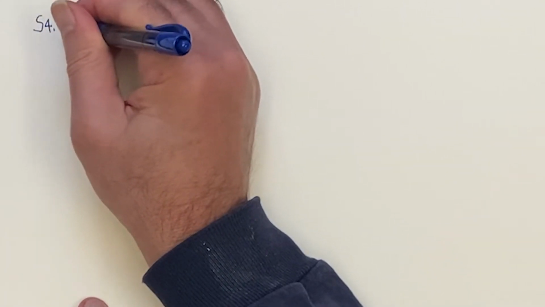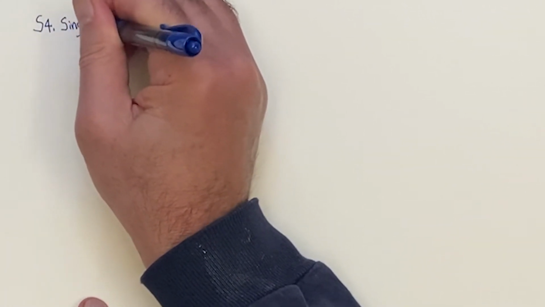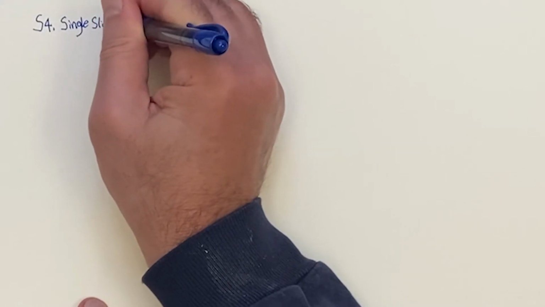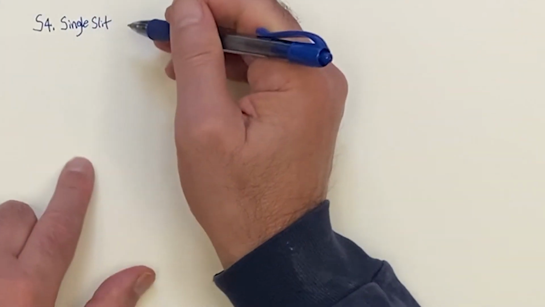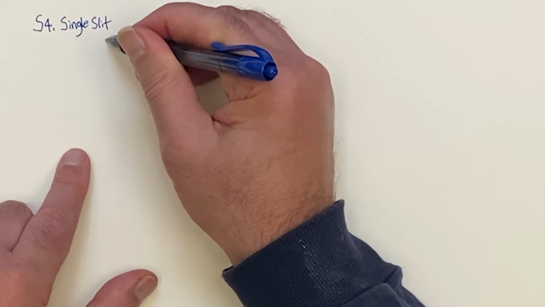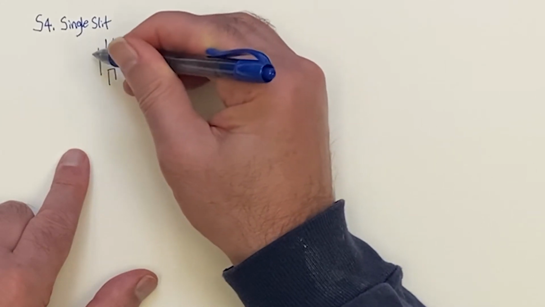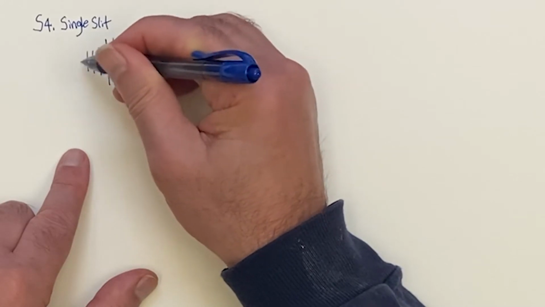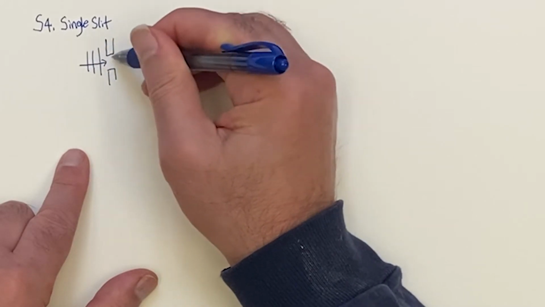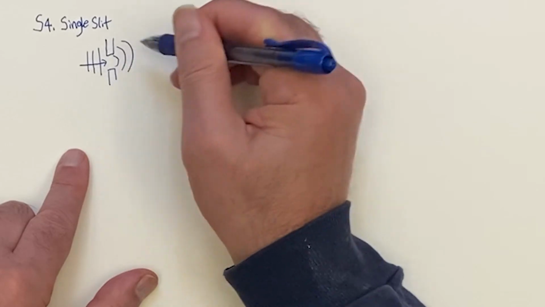S4, single slit. Now I'd like to sketch this where the light's going to come in from the left, and this is going to be our slit, our diffraction.